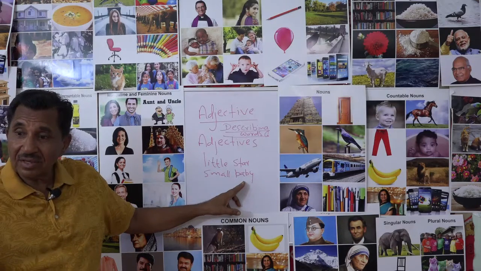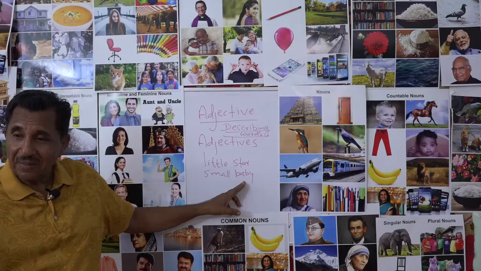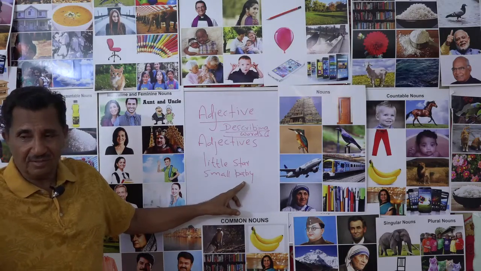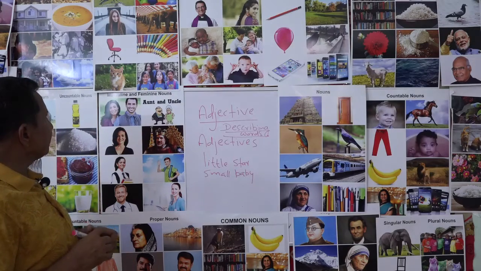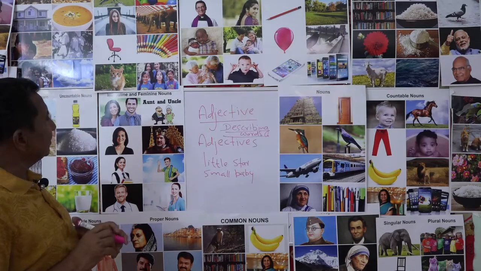We don't know the gender, so we don't just forget about that. So we say common, countable noun. Yes, very good. Singular noun. Yes, singular noun. Yes, very good. So here, now what does he want to describe?